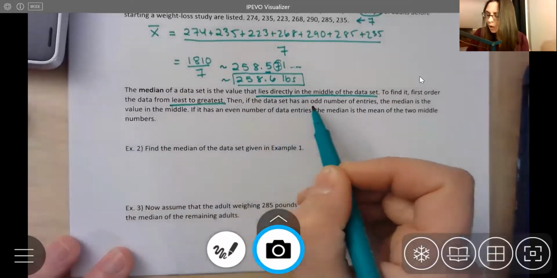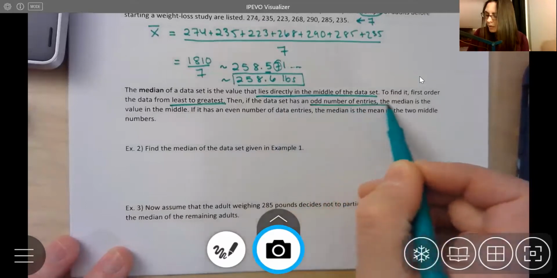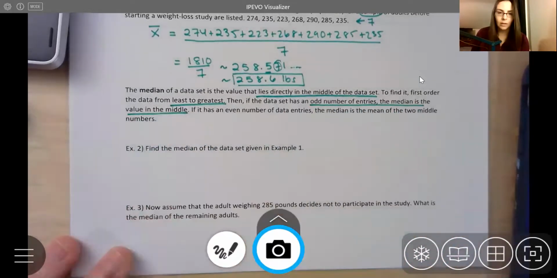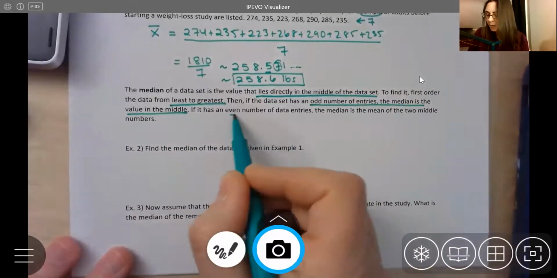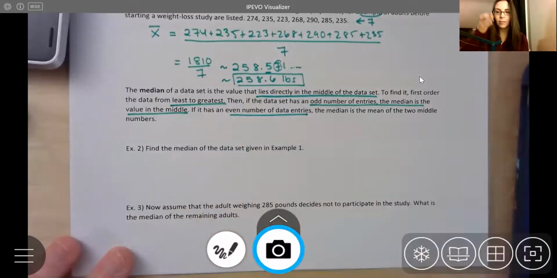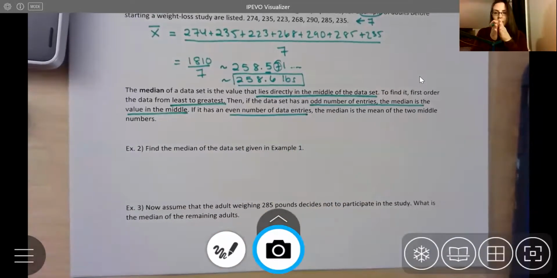If the data set has an odd number of entries, you will have a value perfectly in the middle. But if it has an even number of entries, you don't have a middle value. So you take the two values in the middle and you find their mean, or their average.